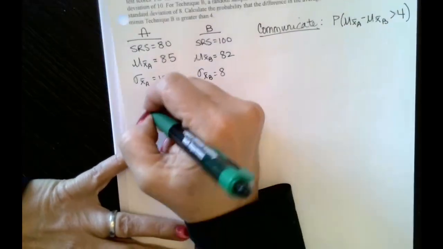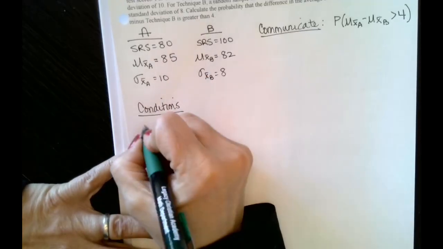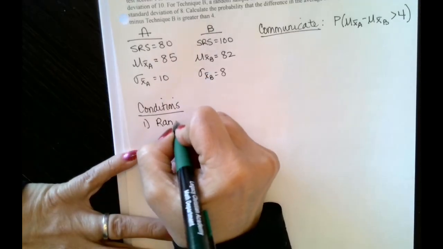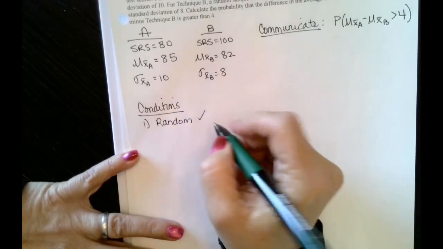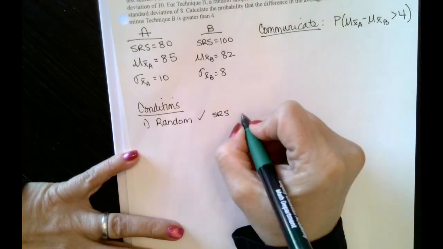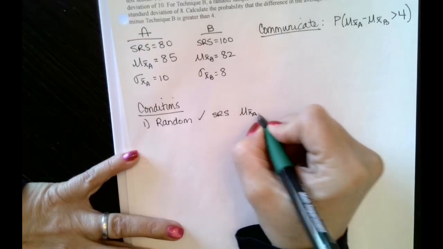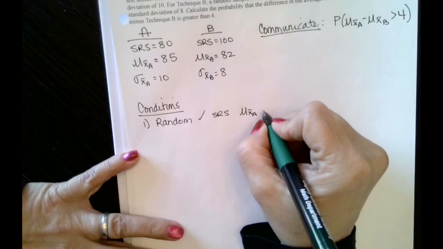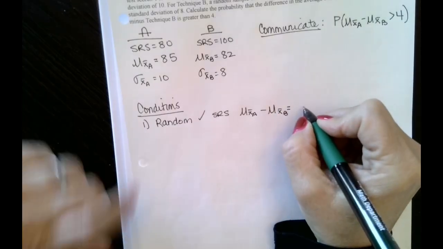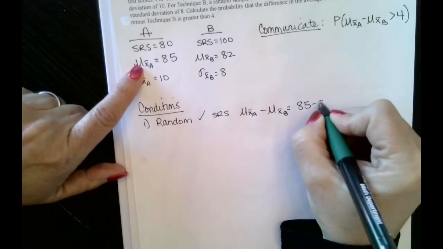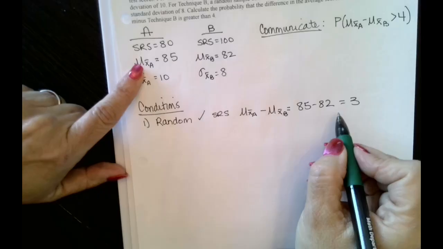All right, so now I'm going to look at my conditions. So first thing is, is it random? And remember, random gives me my mean. And they're both random. I have two SRSs. So I can say that the mean of A minus the mean of B is going to be 85 minus 82, which is equal to 3. So the difference in my mean is going to be 3.